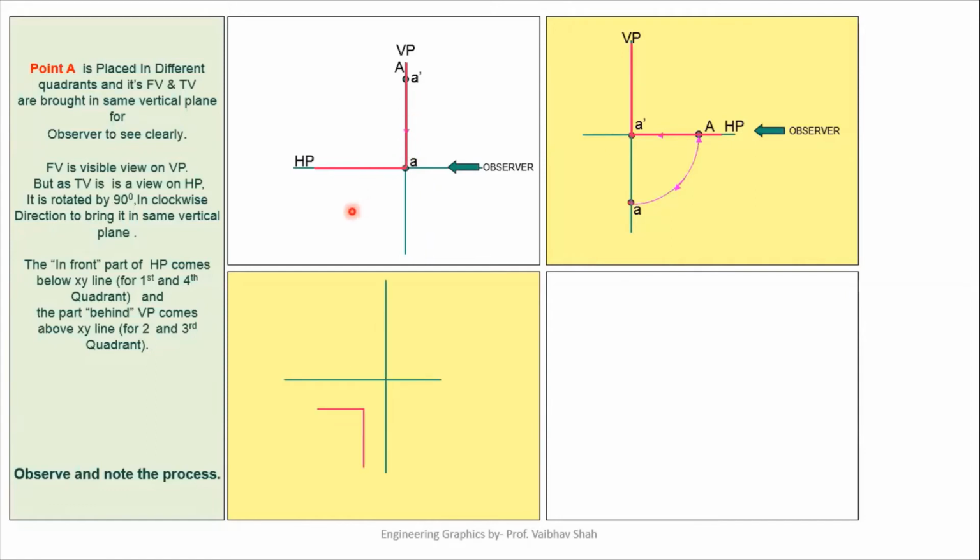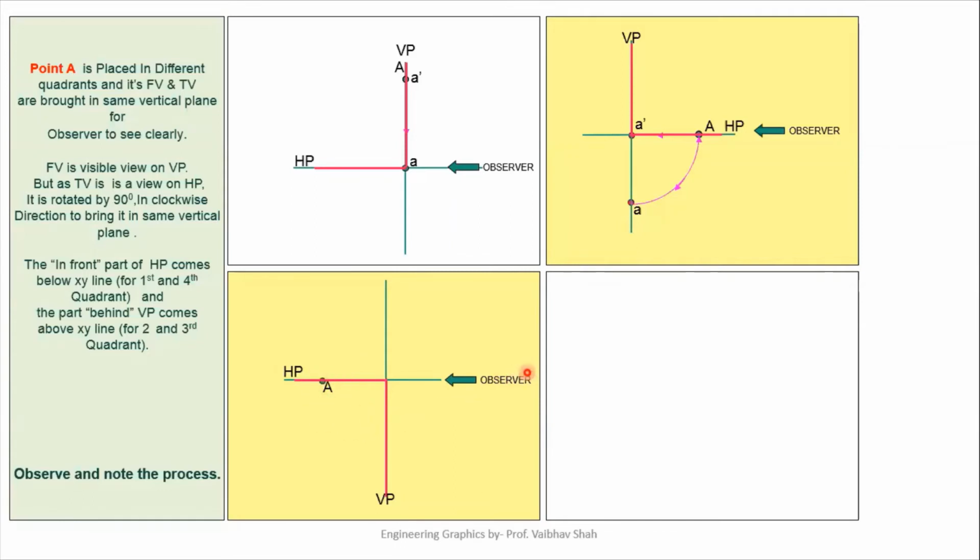Now let us take the third case. In the third case, our point would be resting on HP once again. So our point is now behind VP, but it is resting on HP. In the first case, it was in front of VP and it was resting on HP. In this case, our point is now lying on HP, but it is behind VP.